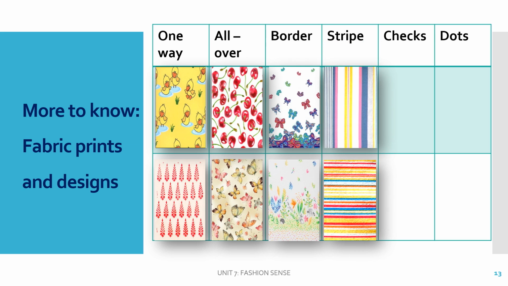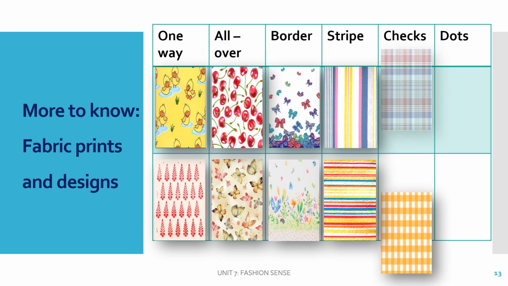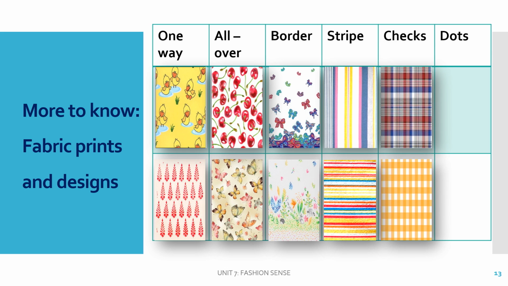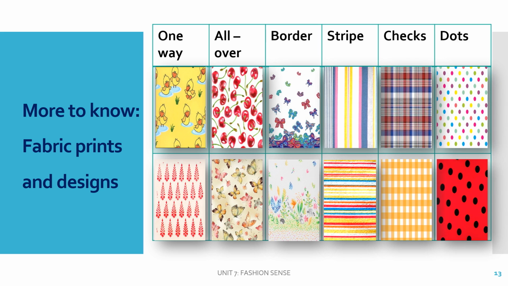Furthermore, the stripe design fabrics consist of either horizontal or vertical lines. Lines may vary in color and thickness. There are also the check fabrics, whereby horizontal lines and vertical lines meet to produce squares or rectangles. Remember, lines may vary in color and thickness. Last but not least, dotted design fabrics are fabrics which have dots all over. Dots may vary in size and color.